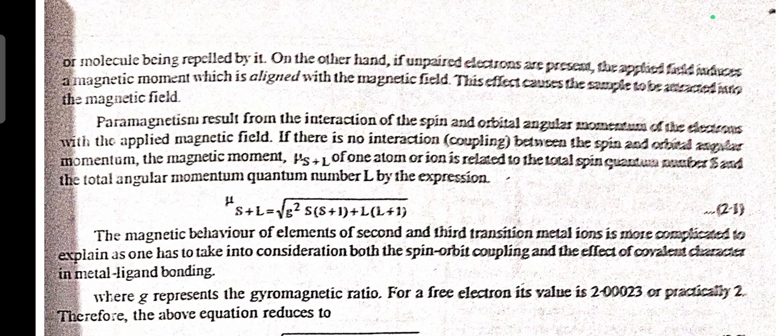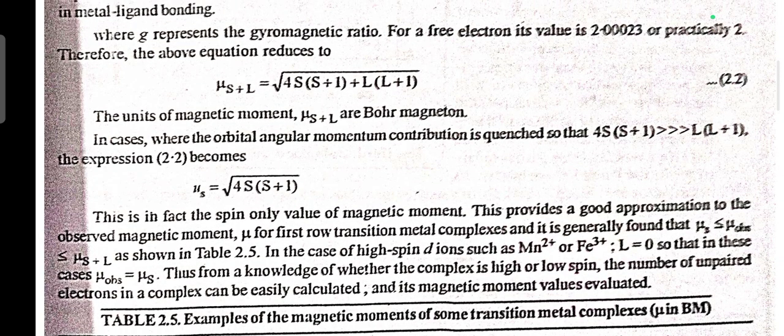For a free electron, its value is 2.00023 or practically 2. Therefore, the above equation reduces to mu S+L equals under root 4S(S+1) plus L(L+1). The unit of magnetic moment is the Bohr magneton.